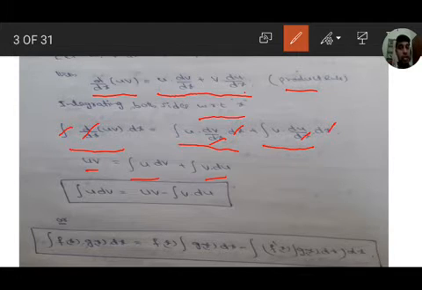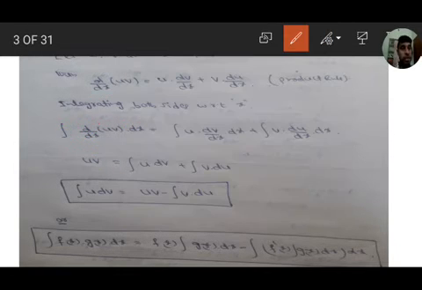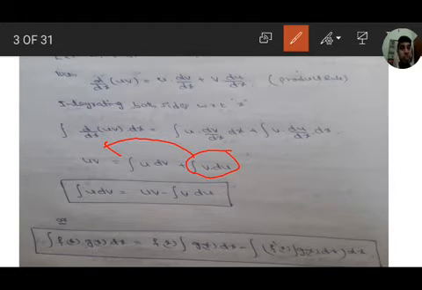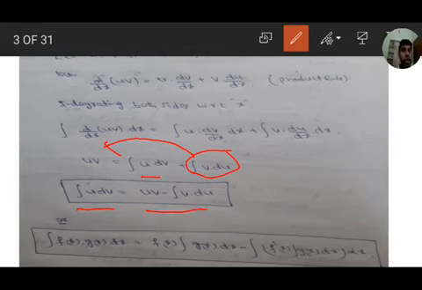Therefore, u into dv plus v into du is on this right-hand side. This v into du will come to this side. Here it is plus, so it will come as minus. Therefore, integration of u into dv equals uv minus integration of v into du.